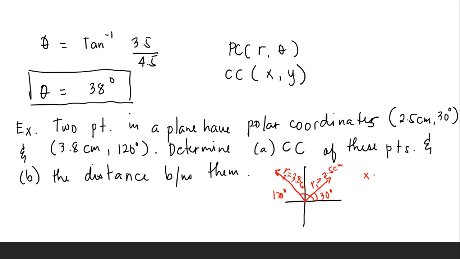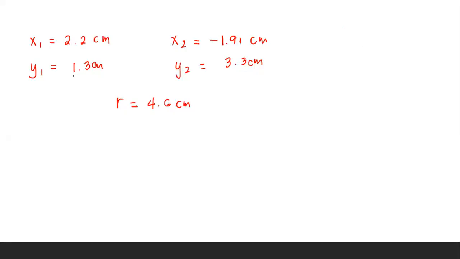Therefore, you're going to find for X sub 1 and Y sub 1 for this one. And for this one, you're going to look for the value of your X sub 2 and Y sub 2. Then, after that, you're going to look for the distance between them. This one. That is what you will look for. Now, since the graphical method, the values are, for X sub 1, we have 2.2 centimeter and Y sub 1 is 1.38 centimeter, while X sub 2 is negative 1.91 centimeter and Y sub 2 is 3.3 centimeter. For the R is 4.6 centimeter.